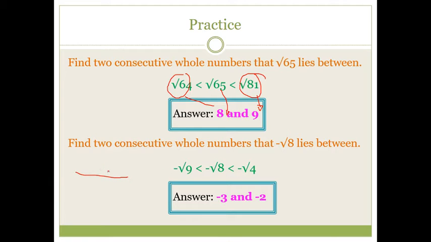Right? On the number line it would look like this. It's negative 1, negative 2, negative 3. And remember, the square root of negative 8 is a lot closer to the square root of negative 9 than it is to the square root of negative 4. So if I had to pick a place where I thought this was on the number line, I think it would be right there, right before negative 3.